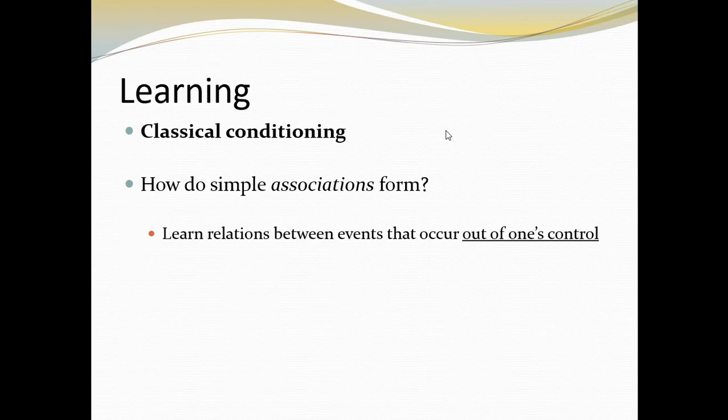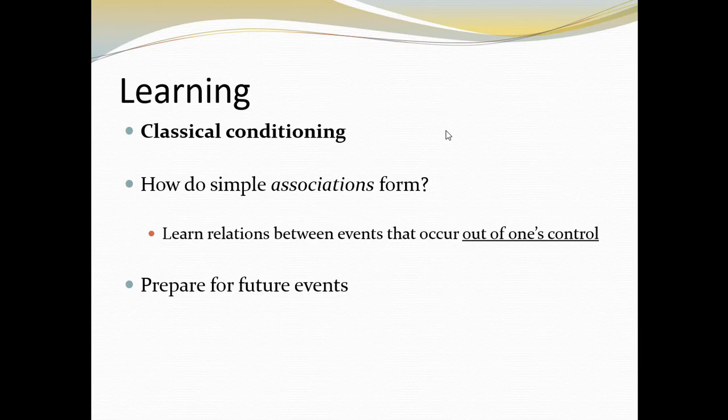But again, how do these simple associations form where we are able to learn how things are connected around us that we ourselves are not in control of? So learning the relations between events that are out of our control, right? We're not causing any of these events, but we learn that they are connected. And this allows us to prepare for future events.